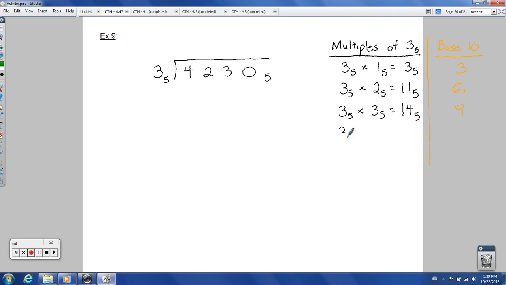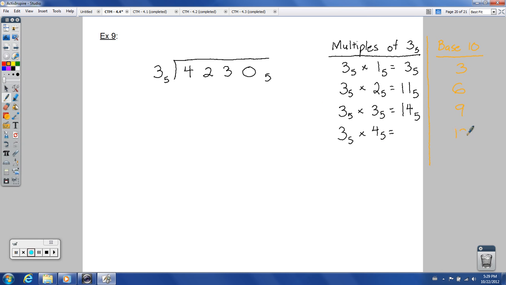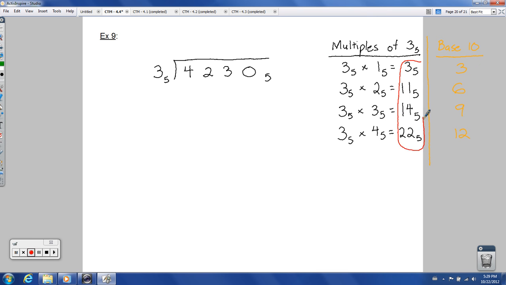What's 3 base 5 times 4 base 5? 3 times 4 in base 10 would be 12. How many whole 5s go into 12? There are 2 whole 5s that go into 12 with a remainder of 2. So this would be 2 remainder 2 base 5. If I did 3 base 5 times 5 base 5, 5 is not allowed. So this is as far as I can go. These are the 4 non-zero multiples of 3 base 5. So I'm going to use these right here. Let's circle those. These are the most important numbers from over here.